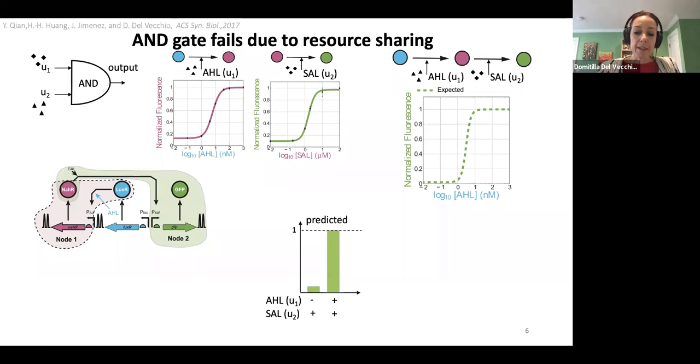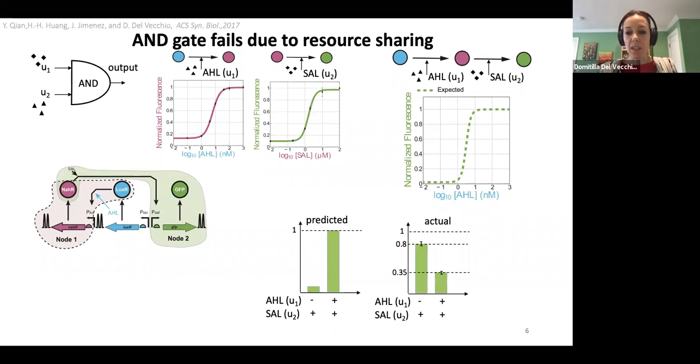So we did an experiment. This was back in 2015, the first AND gate that we were building for a system we were considering. This is what we got. So it's clearly not an AND gate. It's actually doing the opposite of an AND gate.